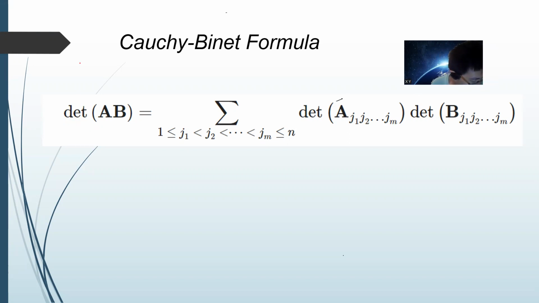Basically the setting is this. A will be an m by n matrix, and B will be an n by n matrix. So the left hand side, determinant AB, can be written as a sum of the determinant of A with columns J1 up to Jn times the determinant of B with rows J1 up to Jn. Maybe a little bit hard to explain.